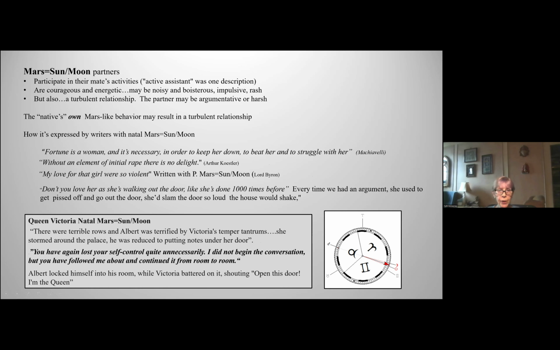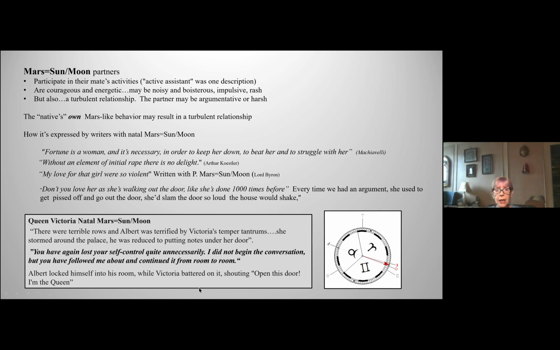Now, Queen Victoria, we've actually looked at her a minute ago when we looked at Mercury, which she did not actually have at the natal midpoint. It really came to her Sun Moon midpoint by progression. But what she did have at the Sun Moon midpoint was Mars. And she was a Mars person. You could actually say she had Mars equals Sun and Mars equals Moon.